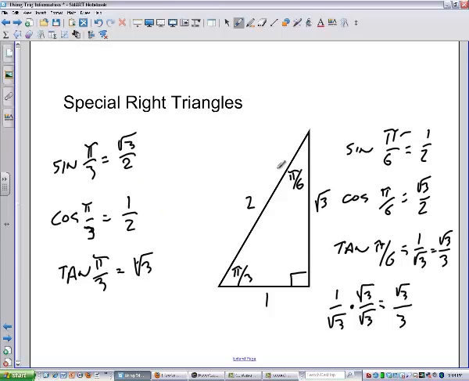What you may notice is the numbers are the same. The sine of pi over 3 is the same as the cosine of pi over 6. The sine of pi over 6 is the same as the cosine of pi over 3. The co actually has something to do with complementary. These two are complementary angles, so the sine of an angle is the same as the cosine of its complement. So, special right triangles, there's one piece.